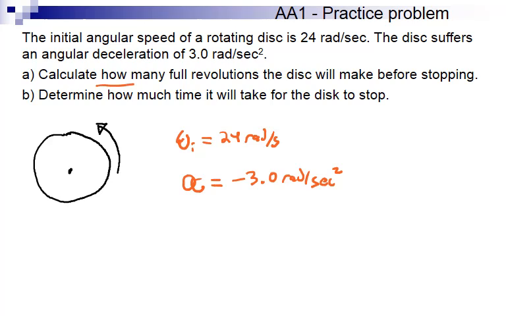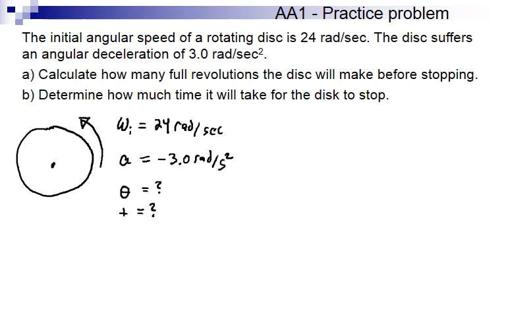And how many full revolutions will the disk make before stopping? So that's theta. We want to know how many times it is going to go around in radians, and we can look at the revolutions as well. And then how much time will it take for it to come to a stop? So once we have our variables set up, we can find the equation that we need.